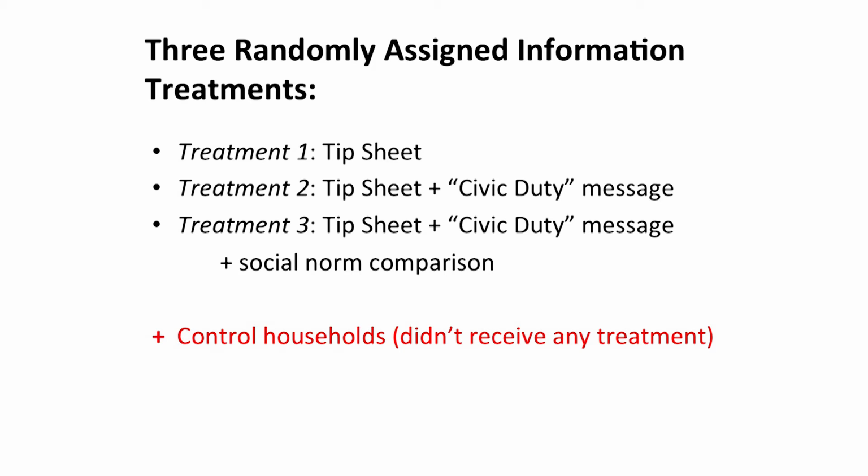The third group received the tip sheet plus the civic duty message, plus a social norm comparison like the O-Power provides for electricity consumption. Except in this experiment, the research team worked with the utility to provide social norm information on water use. The fourth group was the control or baseline households. They did not receive any of these 3 information treatments. For them, nothing changed. On the next slide, I'll show you what the research team used in their information treatments.